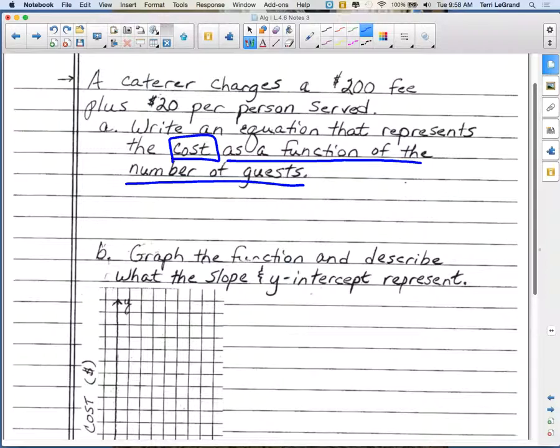So if you don't want to spend a lot of money, you don't invite too many people. If you don't care and you want to make it look like you're having the party of the century, then invite as many people as you want. The number of guests controls the total cost.